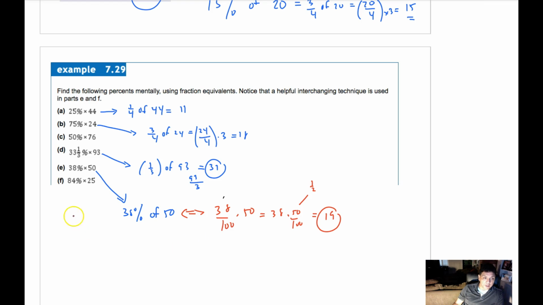I guess I did them all. This one here, we would do the same thing. This is 84 over 100 times 25. And so then I rearrange it, times 84. So this is 1/4 of 84. So that's 21. That's what we got. Those are some mental ways to solve those problems using fractions as the decimals.